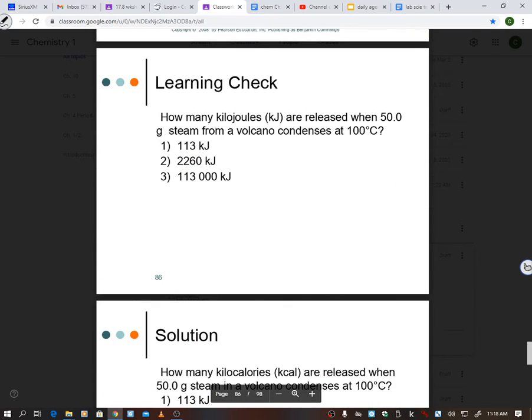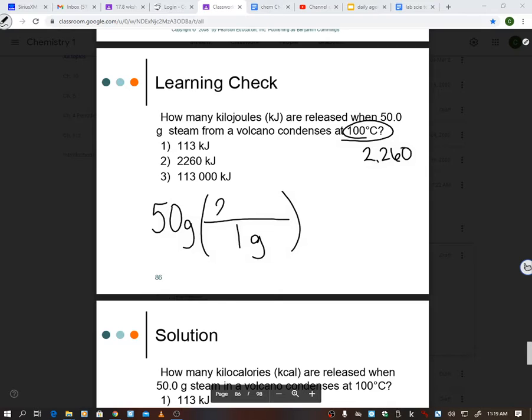All right, so here's a learning check. Right away, I see we're at 100 degrees Celsius, so we're going to be using this number. I know that's for 1 gram, but here it asks how many kilojoules are released when 50 grams. So I write down what they give me. If 1 gram is 2,260 joules, how much is 50? I'm going to multiply, and it's on top, so I can see that I'm going to multiply anyway. So 50 times 2,260 is 113,000 joules.